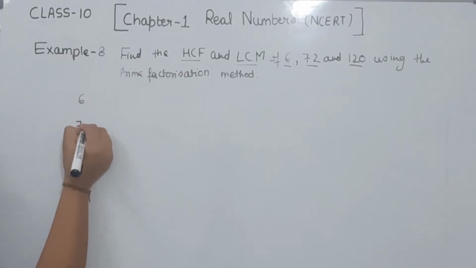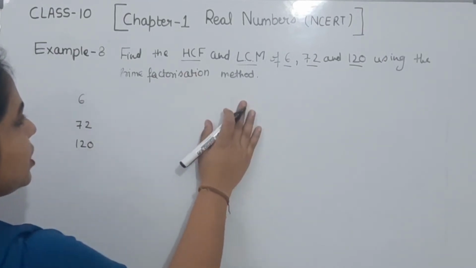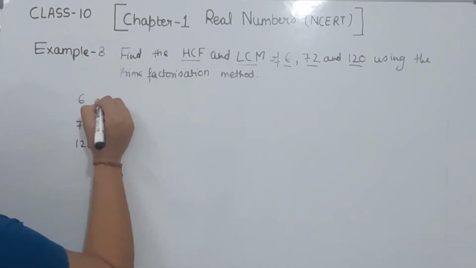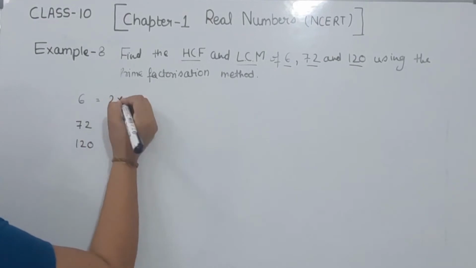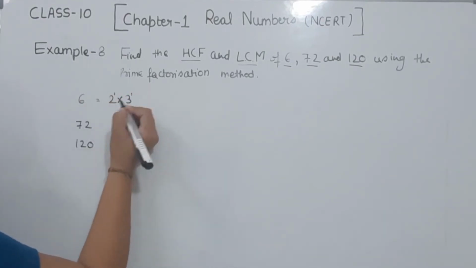This one we are having 6, 72 and 120 using the prime factorization method. So first of all we have to find the factors. So I'm going to write here for the 6 we can write 2 times 3 is 6, and the power we are having is 1.